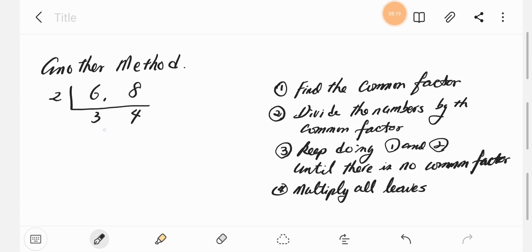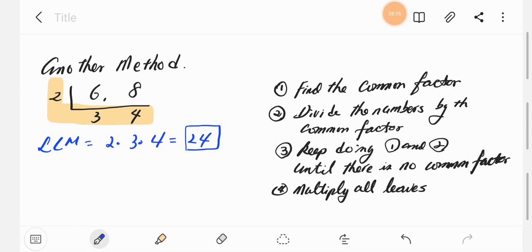And once there's no common factor, then what we do is we multiply all the numbers, all the leaves. Multiply everything on the outside numbers. So that's the LCM. The LCM is the product of all the numbers. So 2 times 3 is 6, 6 times 4 is 24. So this is the LCM.